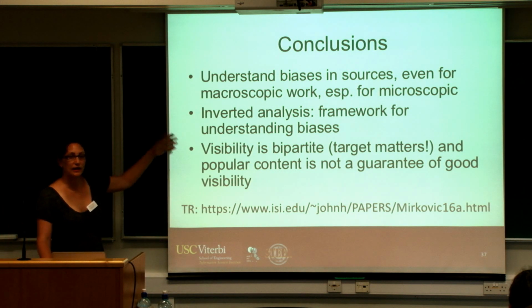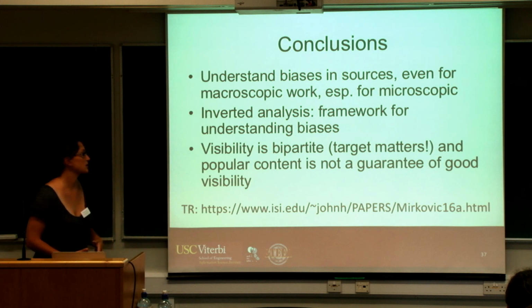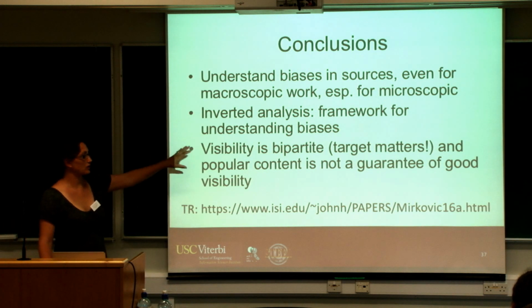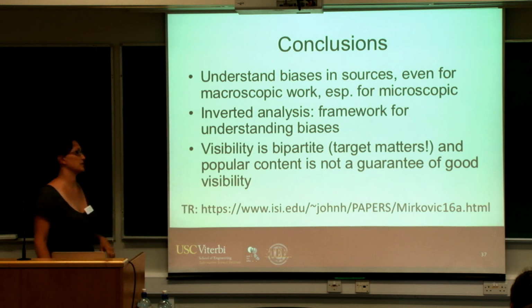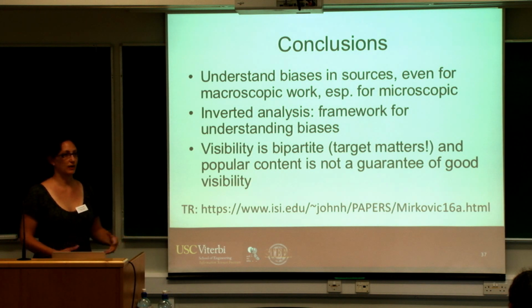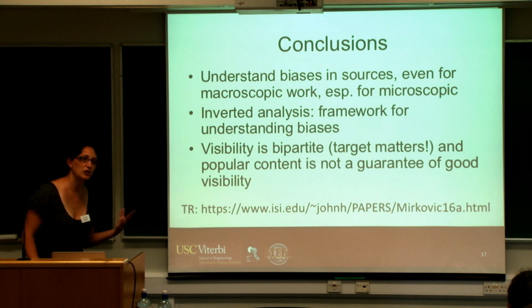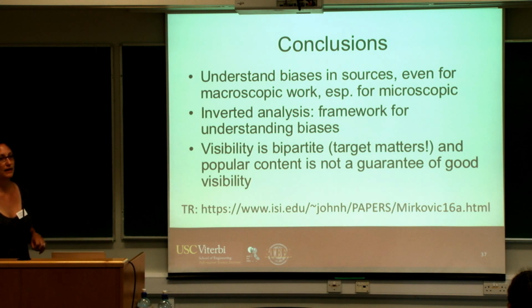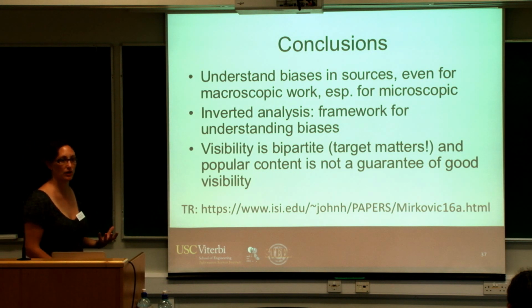So we have this inverted analysis, which we're hoping is a framework for people to understand the biases in their own sources. And again, I've shown that visibility is bipartite. What target you're going after matters in terms of how much visibility you have. Popular content matters, but it's not everything. So when somebody says they've got a great source from XYZ that's hosting massively popular content, they still should go into what systematic biases that may have and not just take for granted that that actually is going to see everything that they want it to see.